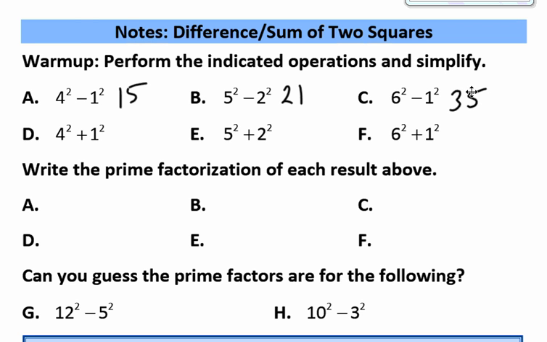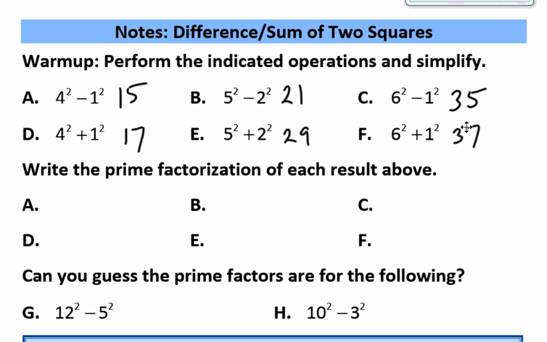If we keep going, D, if you look, D is just adding instead of subtracting like in part A. So D is 16 plus 1, so 17. E is 25 plus 4, so 29. And F is 36 plus 1, so 37.